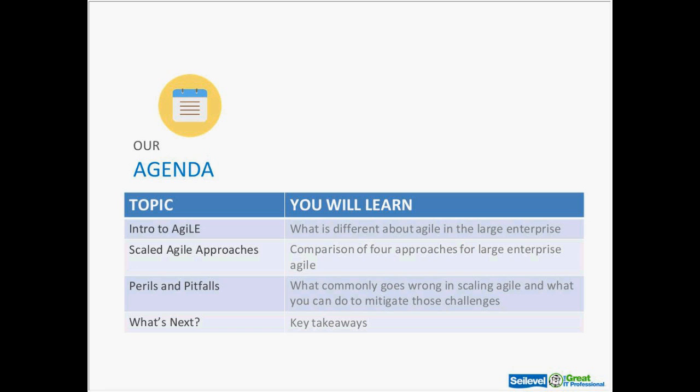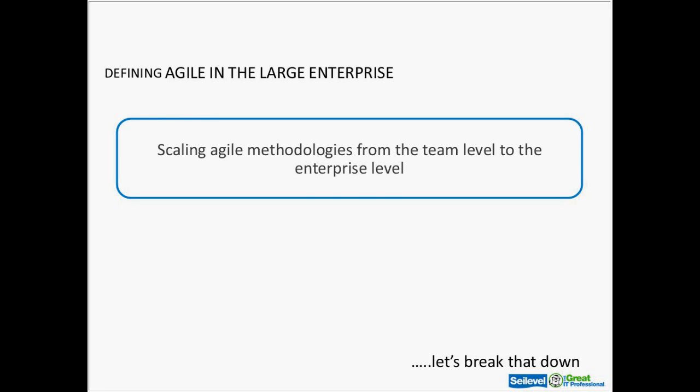So what does it mean to be Agile in a large enterprise? I want to break this down at the definition level. When we call it scaling Agile methodologies, what do we mean by that? We're talking about moving from the team level where I've implemented Agile up to the enterprise level, so I have lots of teams perhaps using Agile. There are a lot of things about Agile that are really good, really strong. But when we scale it, we're going to see issues beyond what happens at the team level.